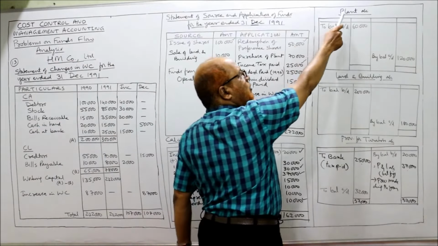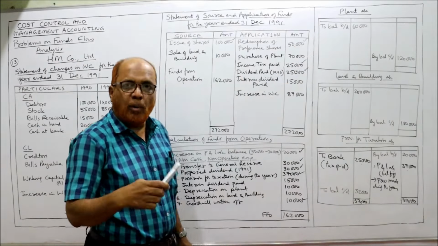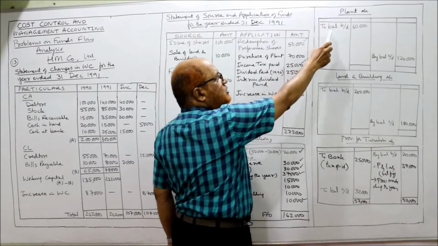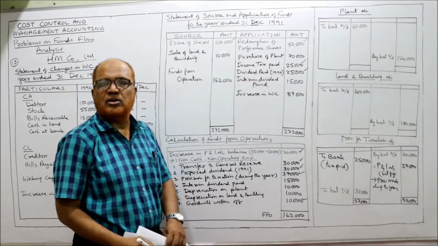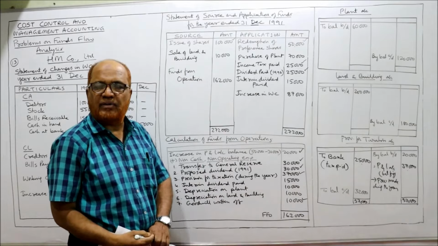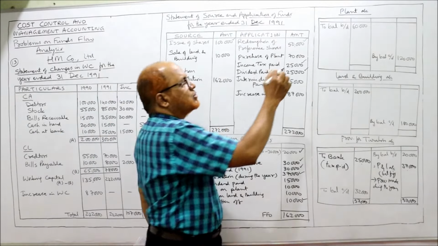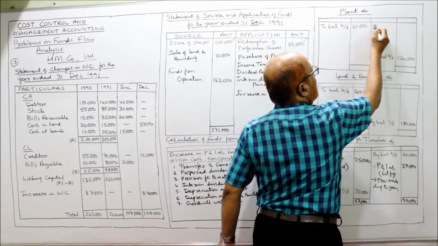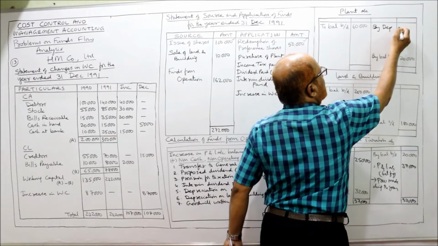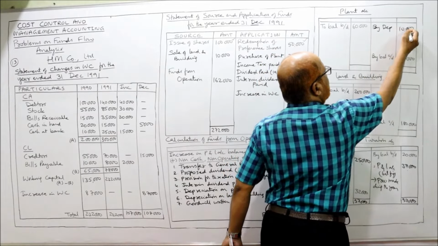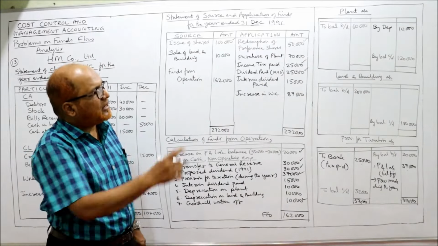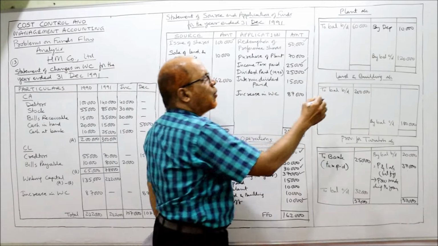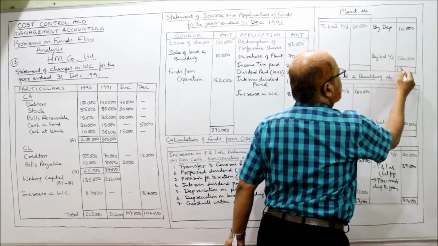So I have opened the plant account. Opening balance: to balance brought down 60,000, by balance carried down 1,20,000. Opening and closing balance of plant I have taken. Now depreciation 10,000, so here I am taking by depreciation 10,000 given in the problem. Now take the total on the credit side, 1,20,000 plus 10,000, 1,30,000.